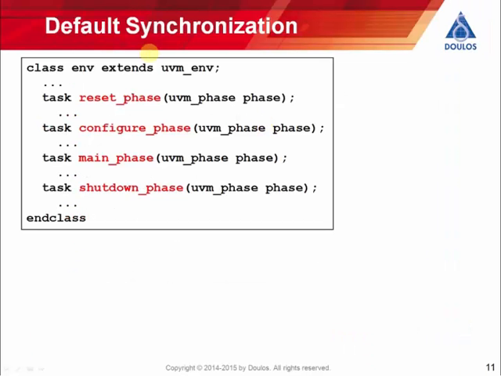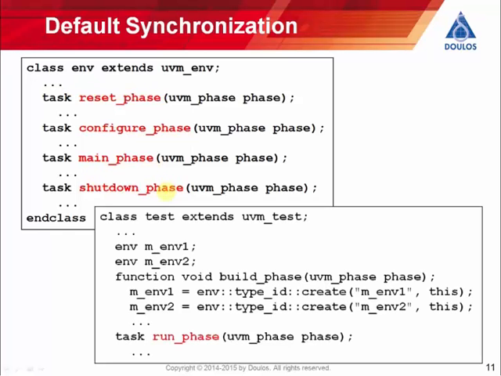So what we can do within one of our components is to write one or more of the new UVM runtime phases. So here in this component that extends UVM env, we've got the reset phase, the configure phase, the main phase and the shutdown phase. So we've overridden each of these 4 phase methods. Then in a test we're instantiating 2 envs. So we're instantiating this env class twice to create 2 component instances, env1 and env2, and we've created those using factory methods in the build phase. So we've just got a hierarchy with 2 instances of this env class.